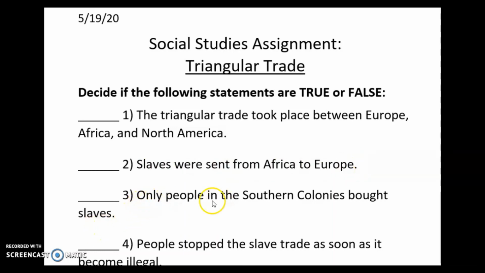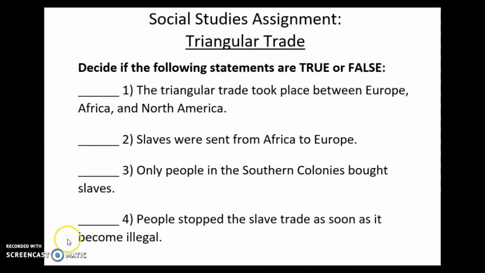Number three, only people in the southern colonies bought slaves. Is that true? Only people in the southern colonies? Look at the lesson. Number four, people stopped the slave trade as soon as it became illegal. Is that true? They said no more slave trade, but did they say, okay, we're not doing it anymore? Is that true? Or did they try to keep going?